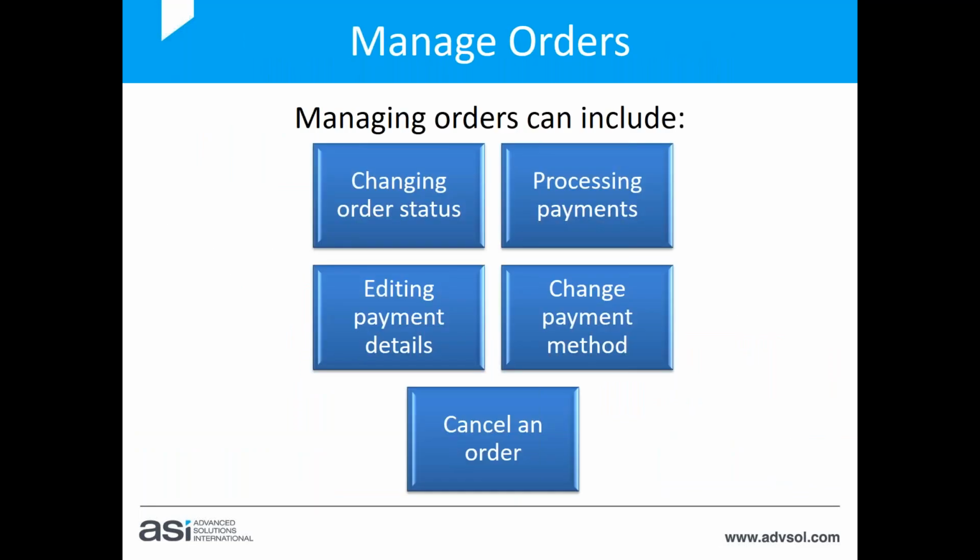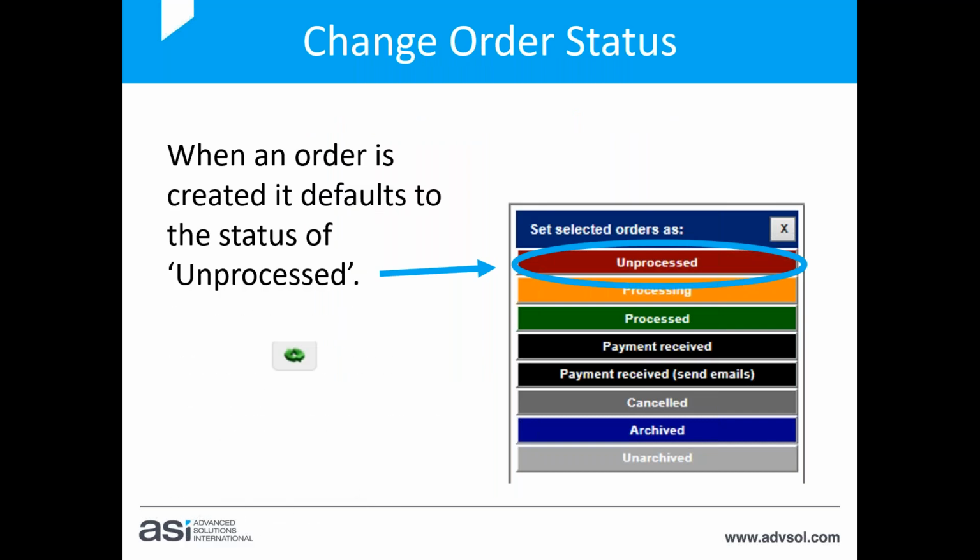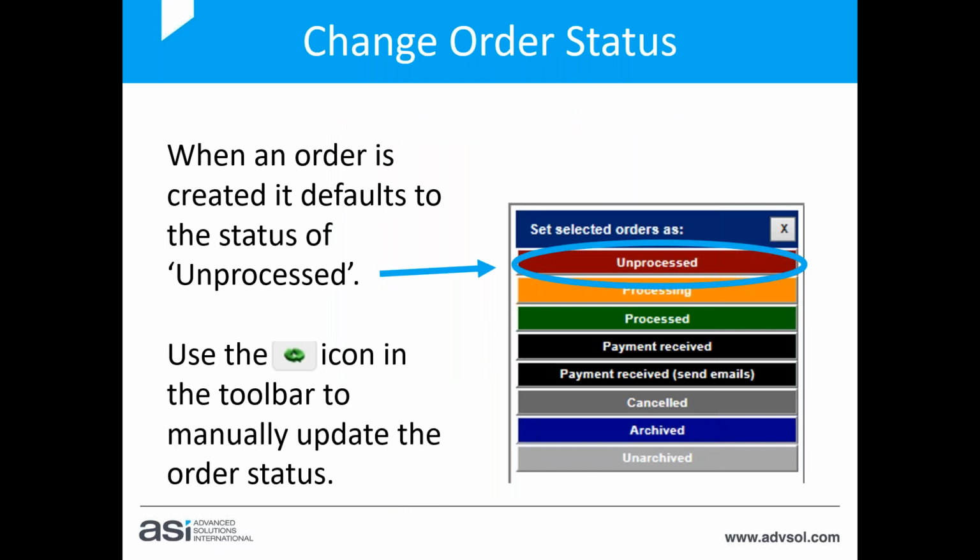Okay, we're going to now look at some other actions you may need to undertake in the commerce module, some scenarios you might come across. So there could be things such as changing an order status, which we just had a look at before briefly, processing a payment, editing payment details, changing a payment method, or cancelling an order. So some of these we already did. The order status, as I mentioned, when an order is created, defaults to unprocessed. You use the status icon in the toolbar to manually update that order status. I already showed you how to do that before when I was looking at the toolbar icons, so we'll move on.